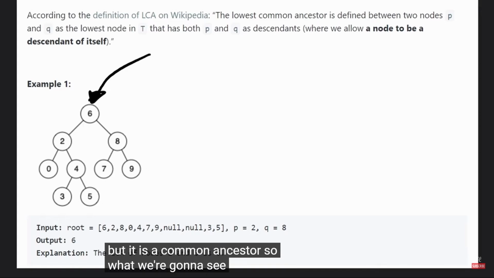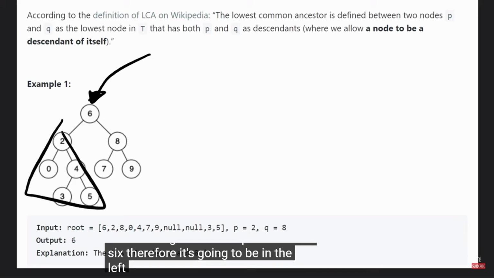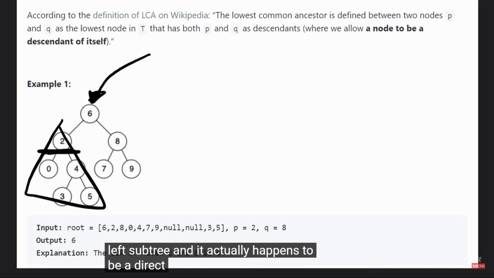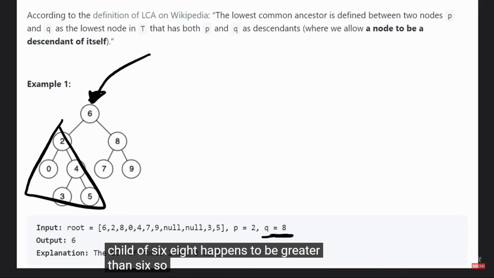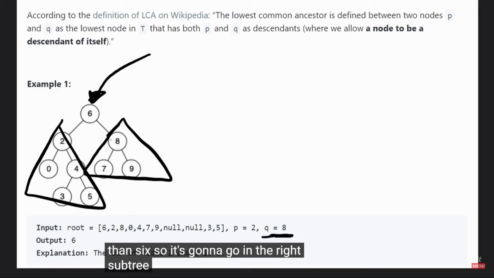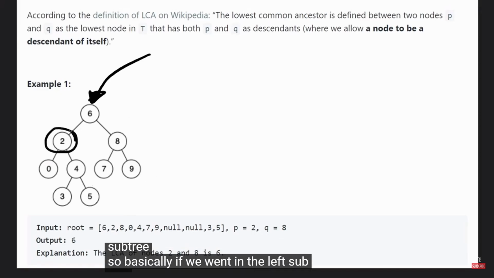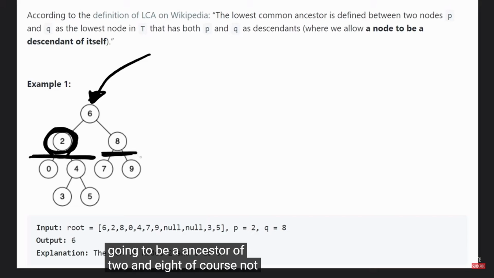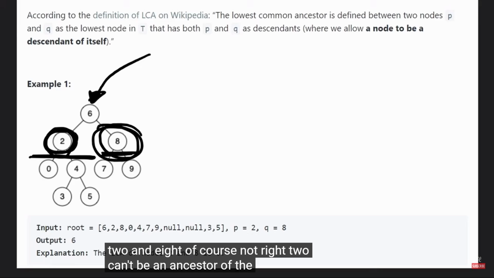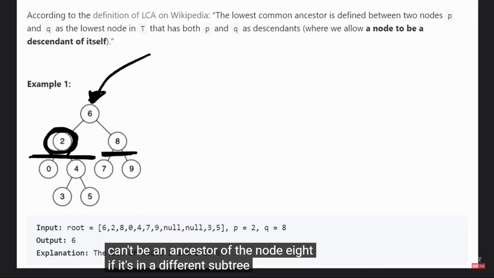So what we're going to see is P is less than 6. Therefore, it's going to be in the left subtree, and it actually happens to be a direct child of 6. 8 happens to be greater than 6, so it's going to go in the right subtree. So basically, if we went in the left subtree, is 2 going to be an ancestor of 2 and 8? Of course not, right? 2 can't be an ancestor of the node 8 if it's in a different subtree.